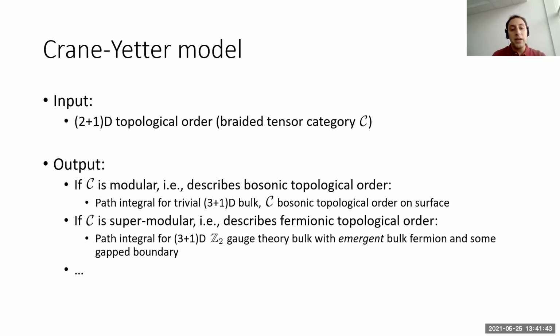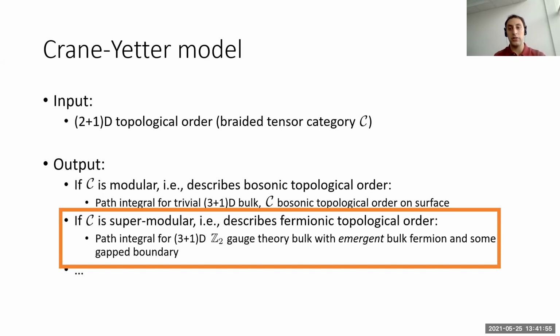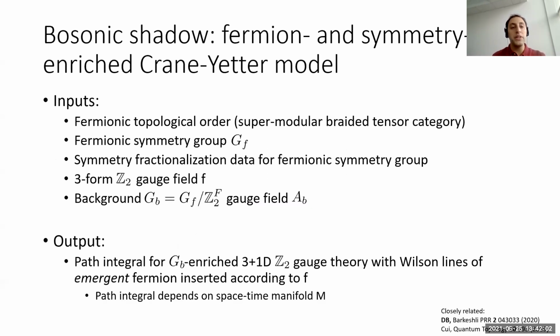So despite the fact that the Crane-Yetter model can't directly create a fermionic topological order on its surface and with a trivial bulk, we're actually going to use the supermodular case as an input to our theory, and we're going to dress it up so that we get the desired output. So what we're going to start with is a bosonic theory, which is a fermion and symmetry-enriched Crane-Yetter model. So the input to this theory is going to be a fermionic topological order, or a supermodular braided tensor category, and a fermionic symmetry group.